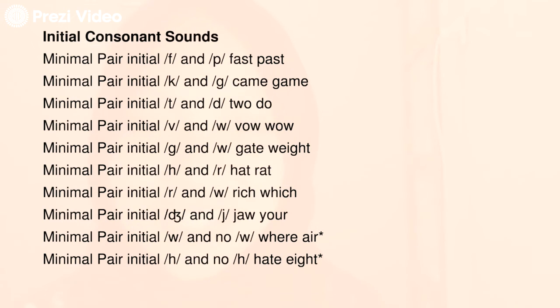Minimal pair initial j and y, for example, is Joe and your. Minimal pair initial w and no w is where and air. Minimal pair initial h and no h, for example, is hate and ate.